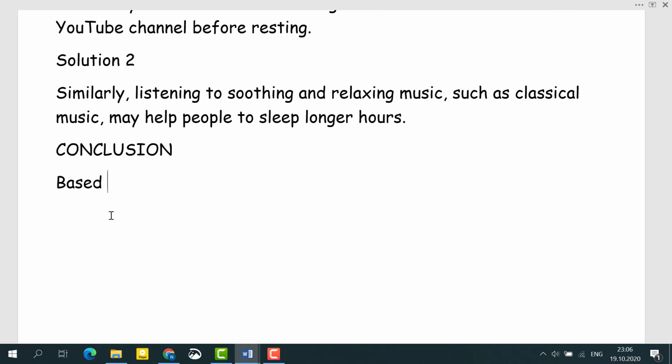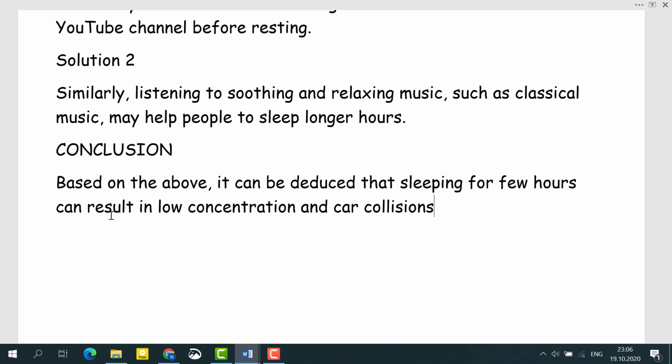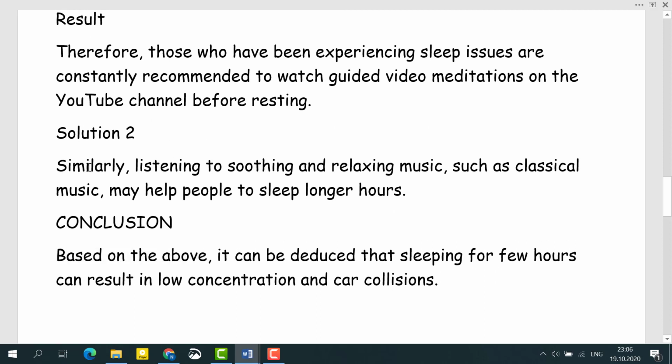So, based on the above, it can be deduced that sleeping for few hours can result in low concentration and car collisions. Okay, so based on the above, so we have already explained everything here, and based on this information, so we are trying to use referencing here. We're trying to refer back to the previous paragraphs. It can be deduced that. Deduced means logically. Okay, like we can draw a logical conclusion of that.